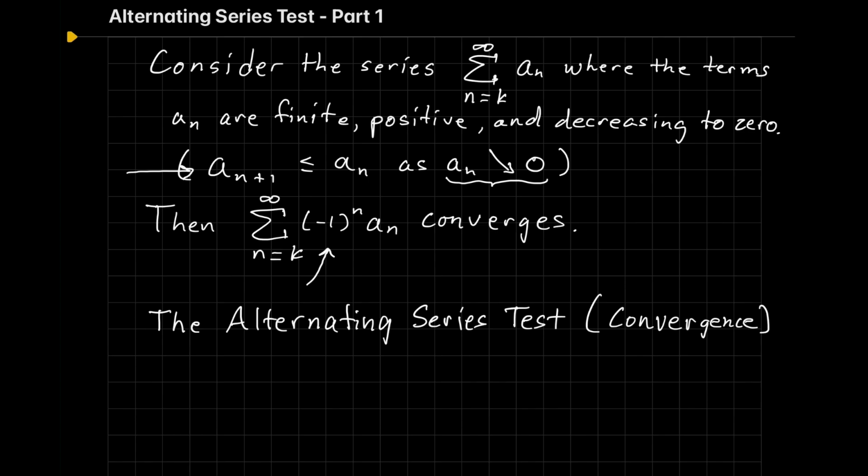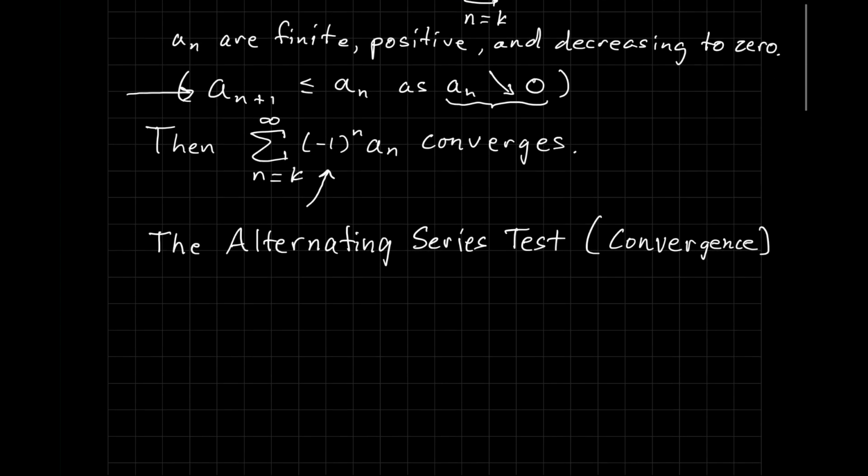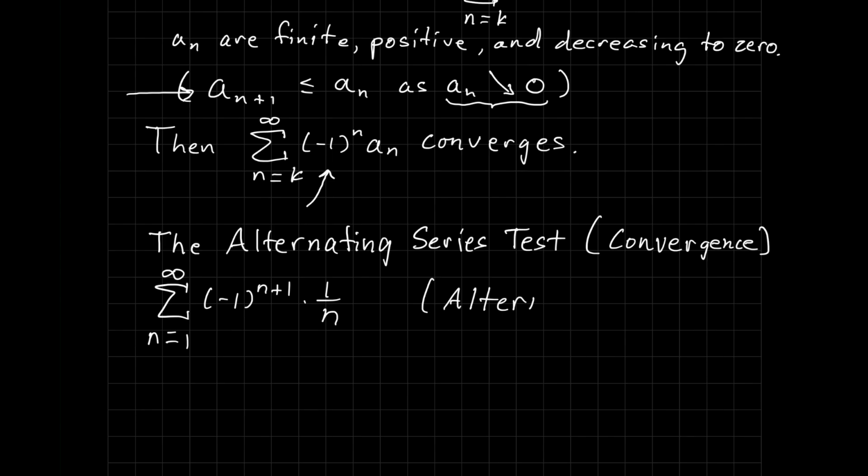Let's take a look at an example. What if we have the series n equals 1 to infinity of negative 1 to the n plus 1 times 1 over n. The n plus 1 is just another way of writing it, but this makes it alternate. Side note, this is called the alternating harmonic series, just in case you see that notation somewhere.